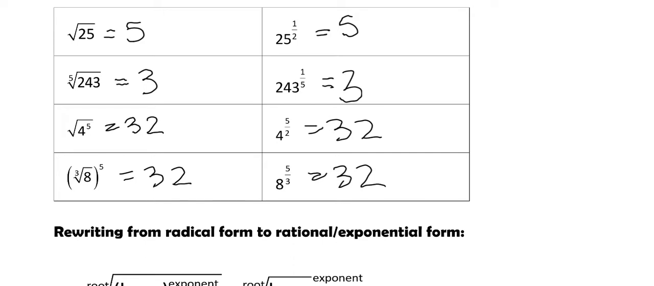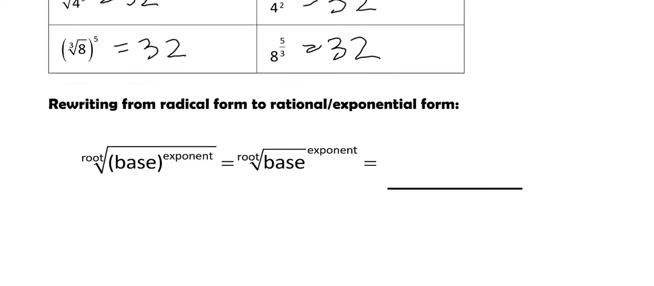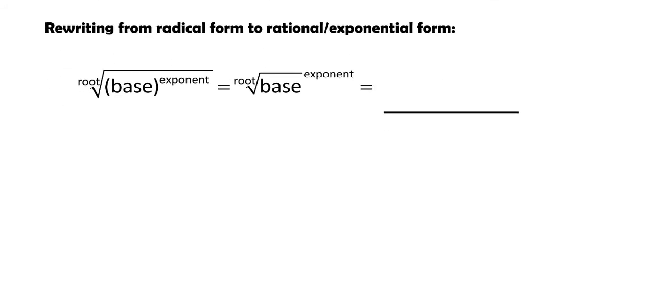So what's happening here is we're just taking this term and rewriting it into this term. So we're taking the cubed root, which becomes the denominator of the exponent, raised to the 5th power, which becomes the numerator of the exponent. So let's take a look down here at rewriting from radical form to rational or exponential form.